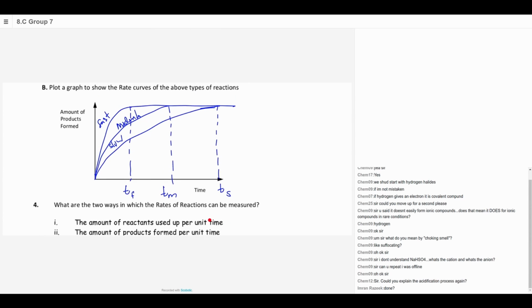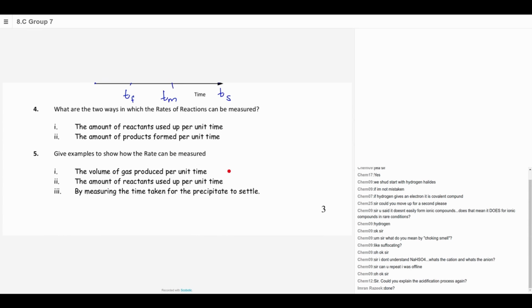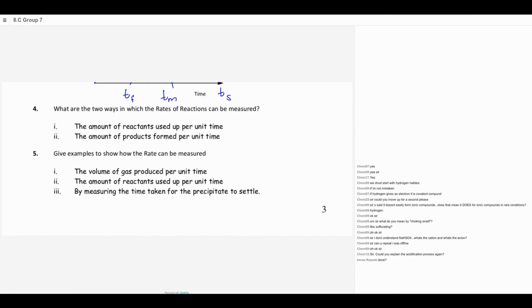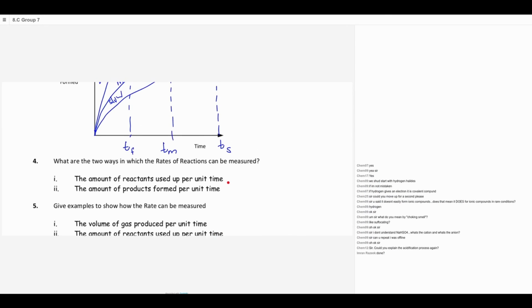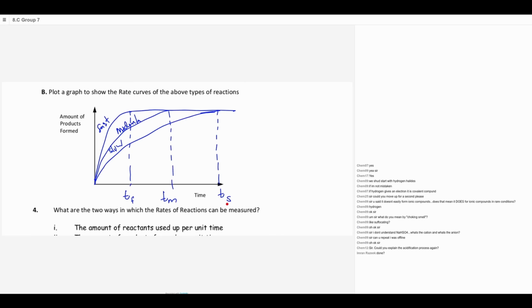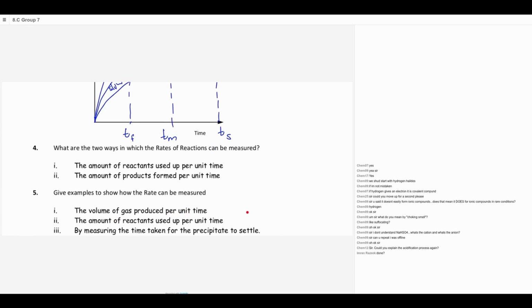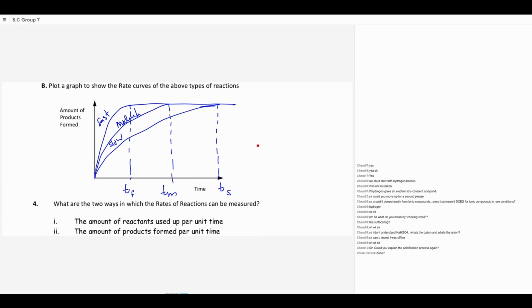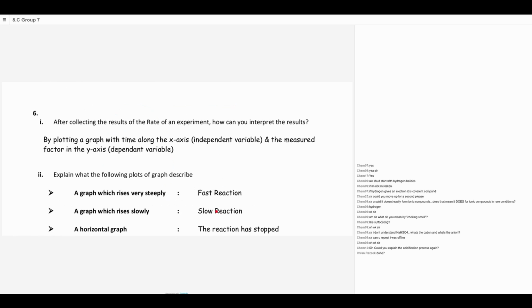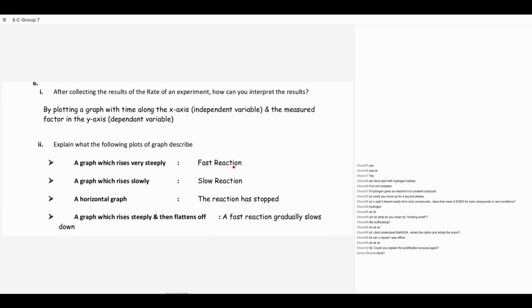If a reaction produces a gas, you can record the volume of gas per unit time. And if a reaction produces a solid precipitate, you can analyze the time taken for the precipitate to appear. And if it uses up reactants, for example a solid gets used up, then the decrease in mass can be used to measure the rate of reaction. Different ways based on the experiment.